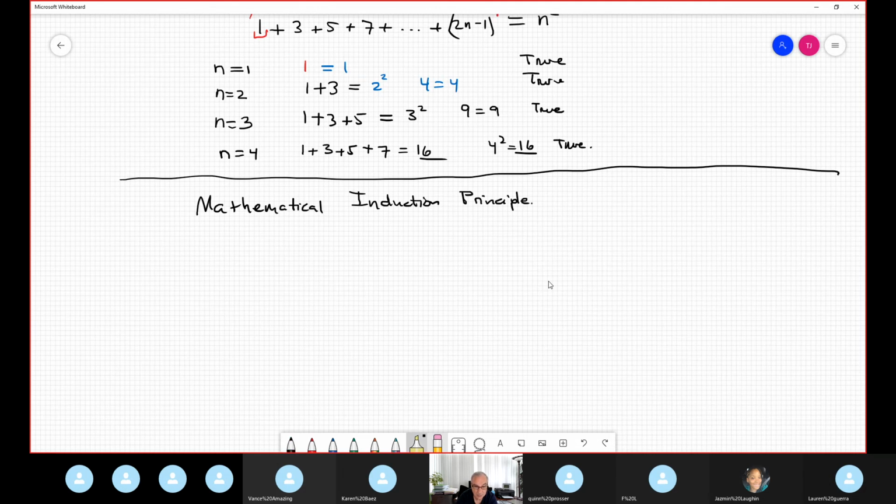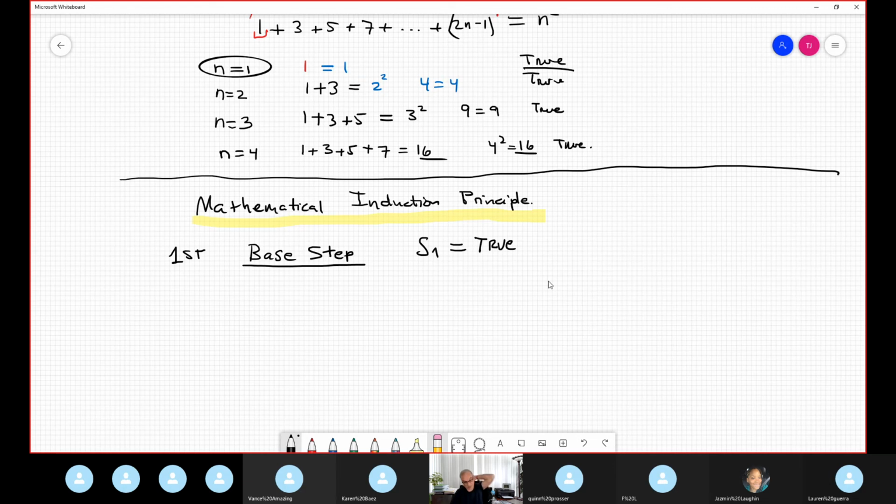Okay, look. The mathematical induction principle has two steps. The first one is called the base step. Well, the base step is you try to evaluate n = 1, like in this example, you evaluate n equal 1, and it's true. And that's it. I finished the first step. Done.